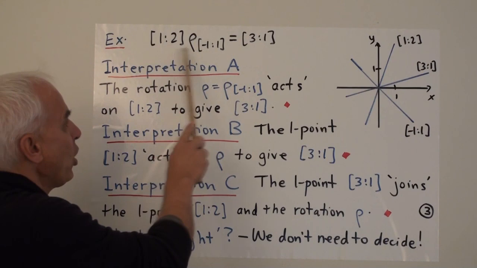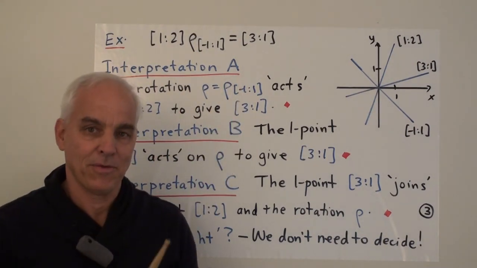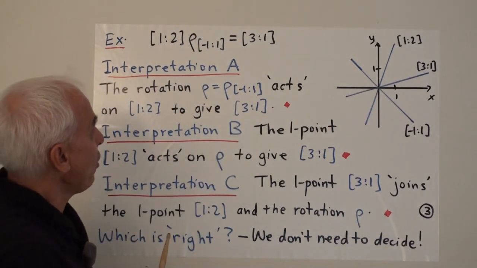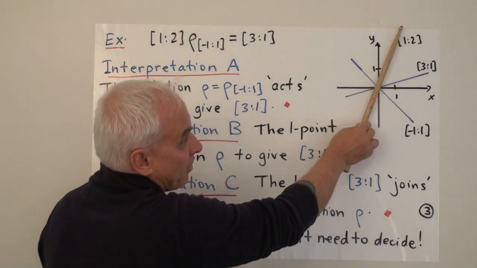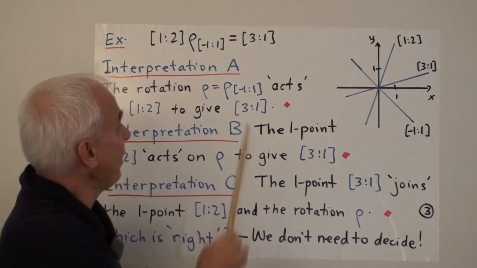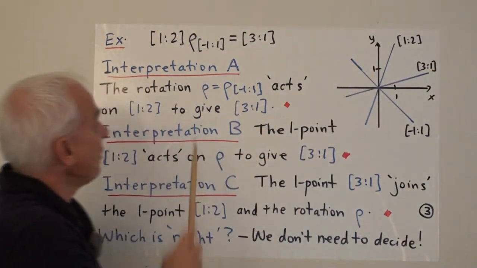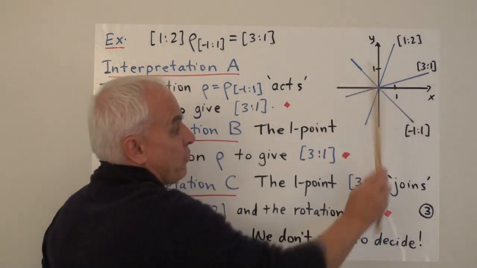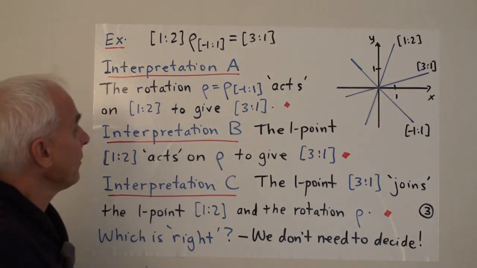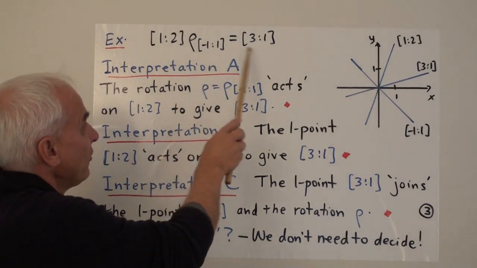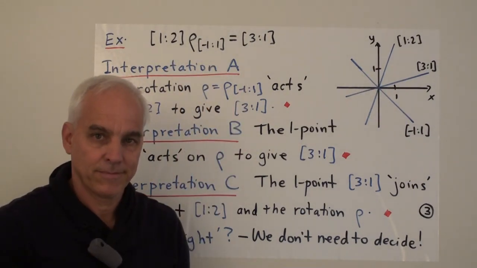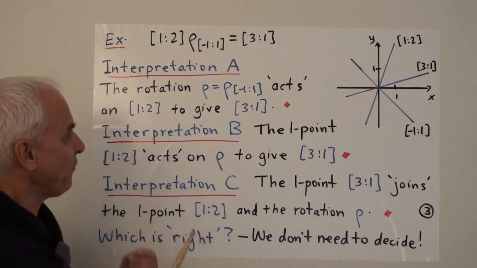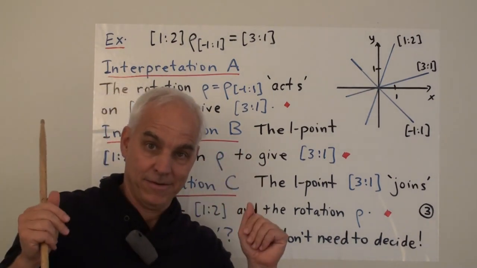So here is one of the formulas that we had a look at before, involving the projective 1.1 to 2 and also 3 to 1, and this rotation associated to the point -1 to 1. Right, so we can check that this is a valid formula. So we might ask, what does this formula mean?